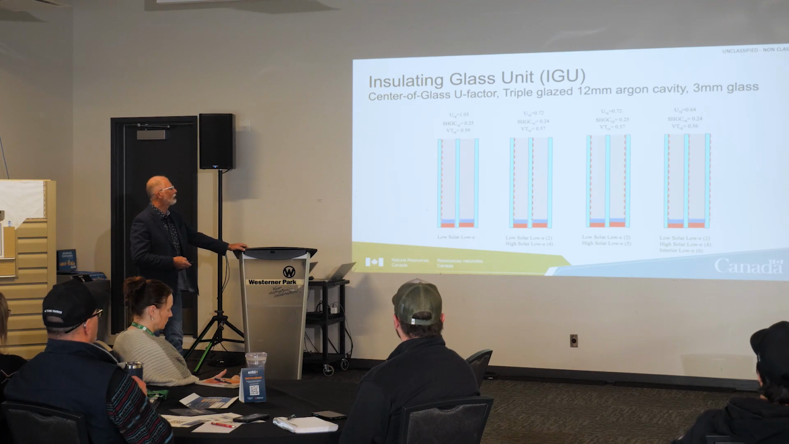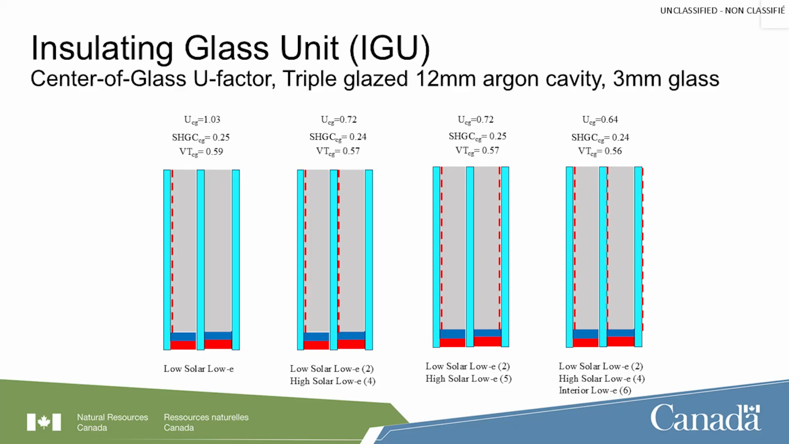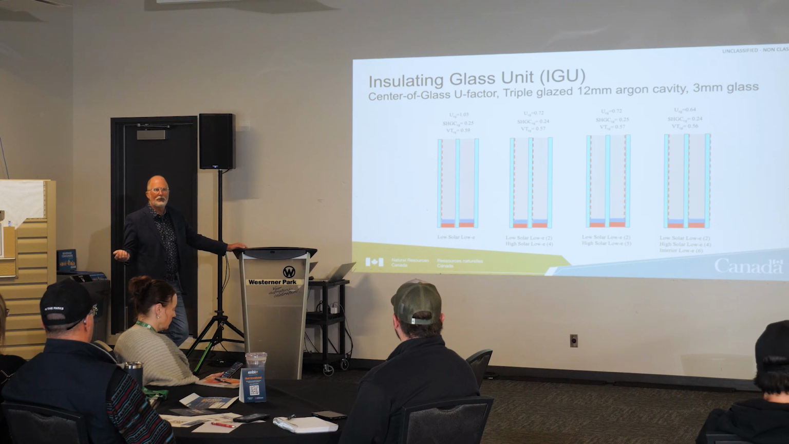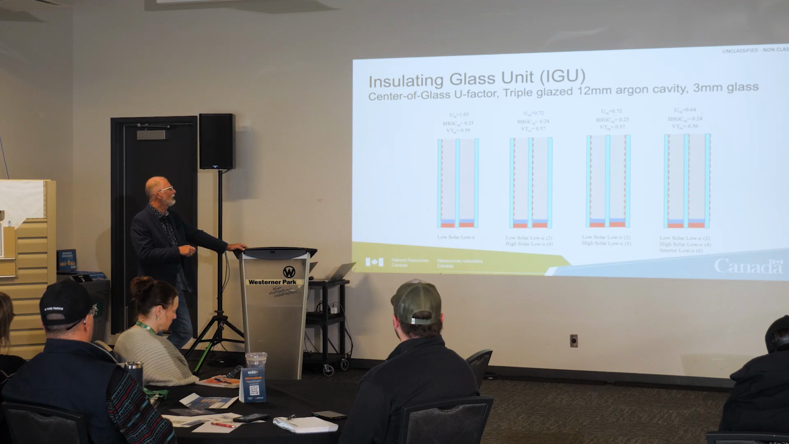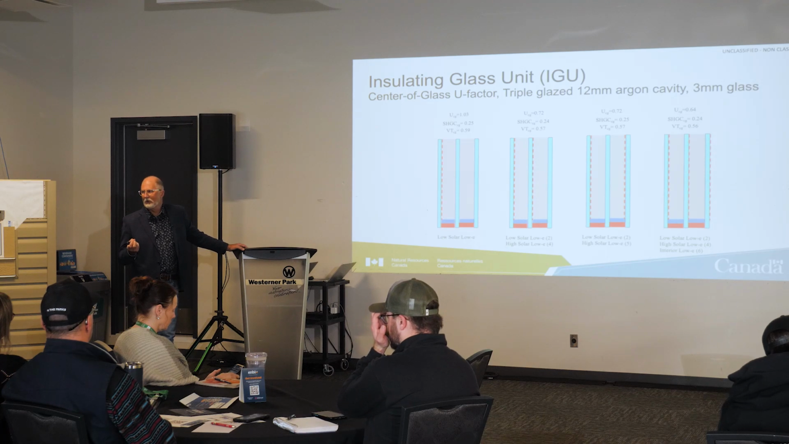This one I thought was really interesting because a lot of times we get a triple glazed window and we think, well, that should be way better than a double glazed window. But not necessarily, depending on the coatings and the position of the coatings, the thickness, and then the glass materials. So when you look at the center of glass for this material, triple glazed, argon, 3mm glass, 1.03 is probably an average triple glazed window. That's probably typically what you would see. So it's got a solar heat gain of 0.25. The biggest difference between double and triple is solar heat gain.